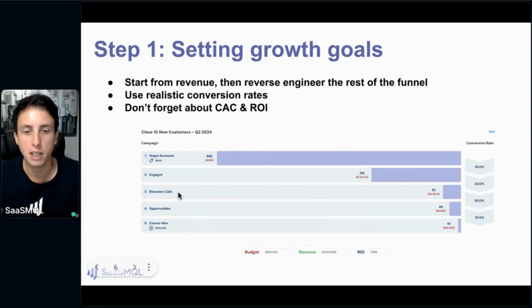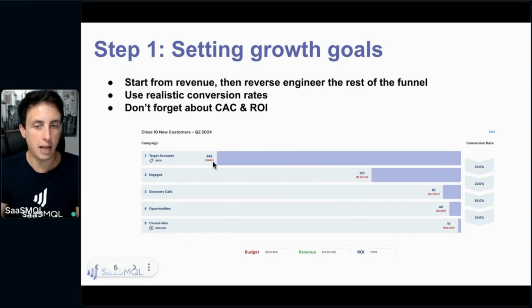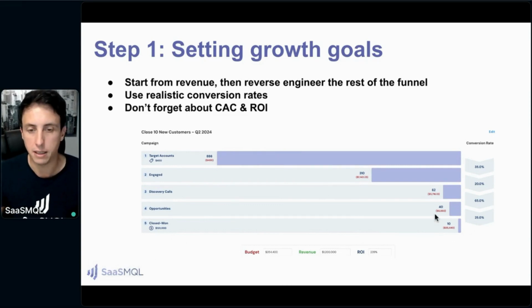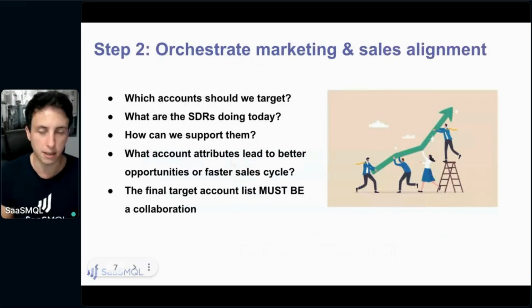But now you have an idea of how much budget you're going to need. Here it says about 350K. How many accounts are going to have to target overall, and what goal am I shooting for? So now that I have an idea of what I'm trying to get, I need to start talking with sales.